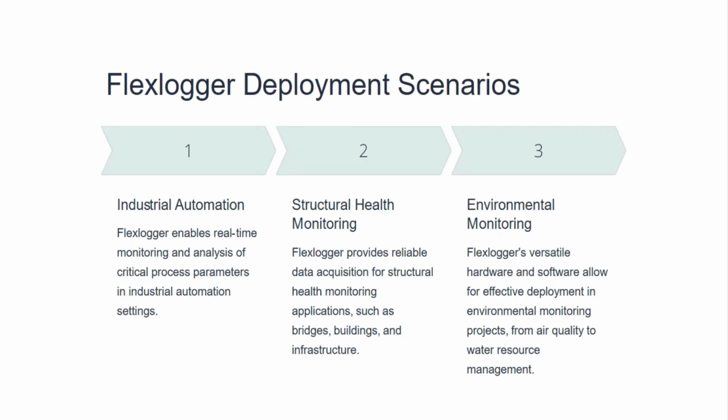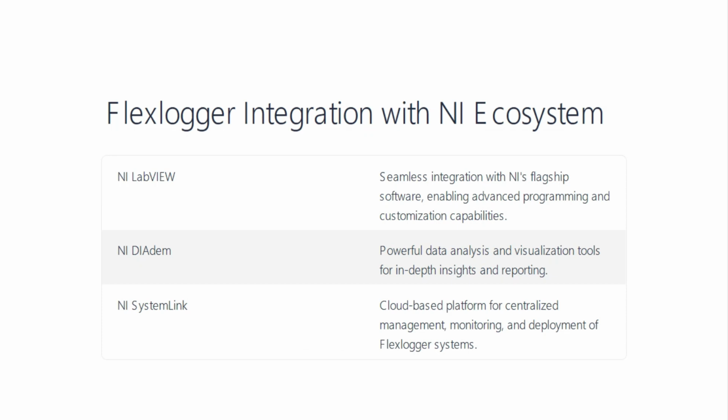Okay. FlexLogger application scenarios. First, industrial automation. It enables real-time monitoring and analysis of critical process parameters in industrial automation settings. Also, we can include it in the health sector, or you can say the medical sector. We can use it in environmental monitoring also. Okay. Here are some examples which we have in our system. FlexLogger integration with the NI ecosystem.